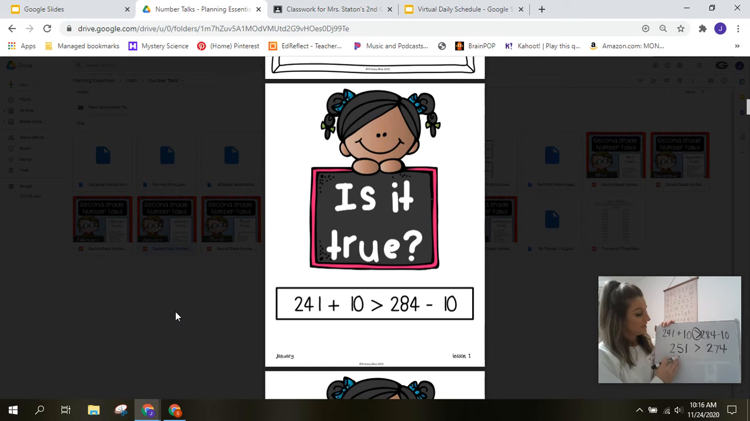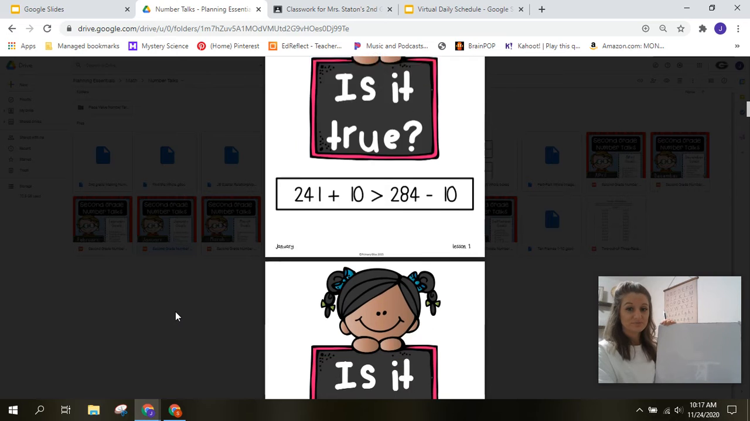Greater than. Is 251 greater or bigger than 274? No way. That means that 241 plus 10 is not greater. It is less than 284 minus 10, because we found what this side equaled and we found what this side equaled, and then we compared them using the symbol. So, boys and girls, is that one true? No, it's not. That one would be false. Very good. Clear your board if you have a board or move to a new section.